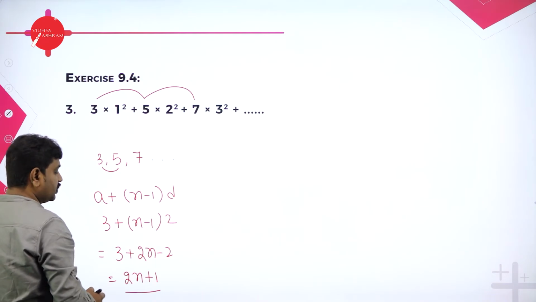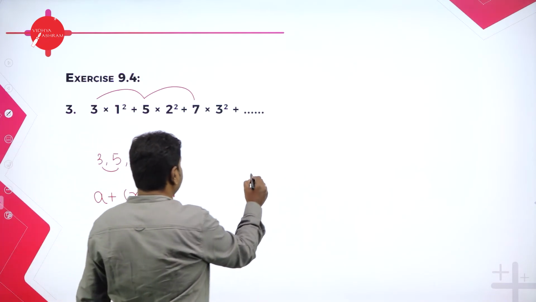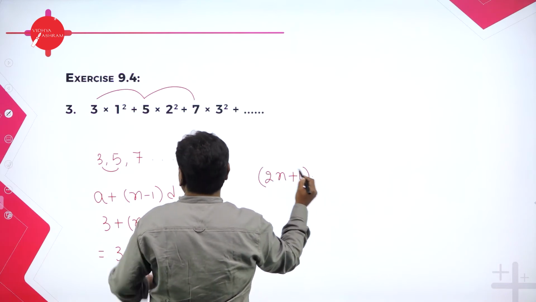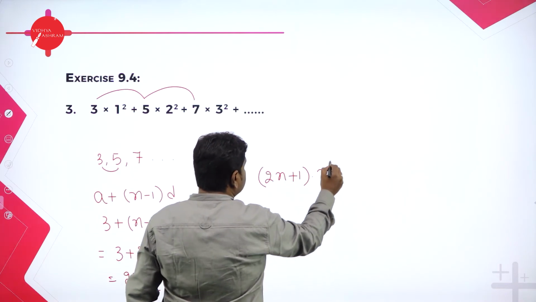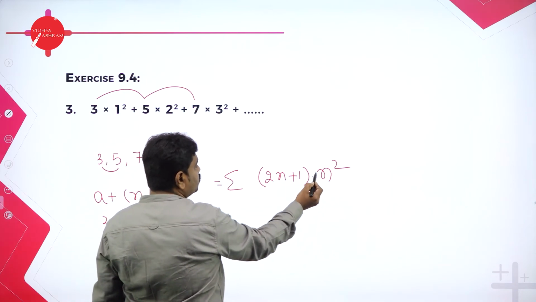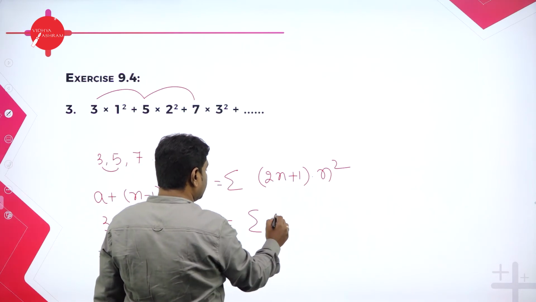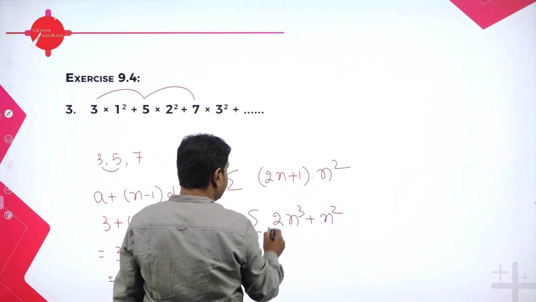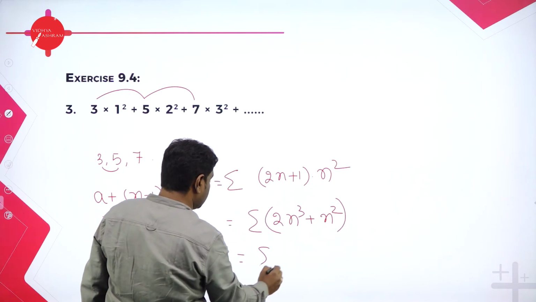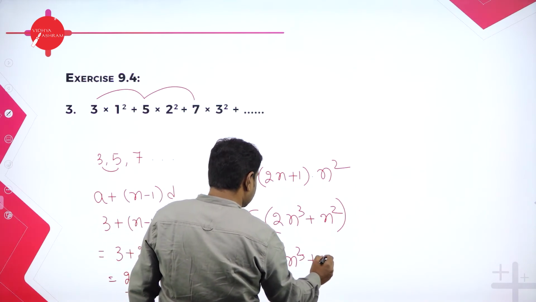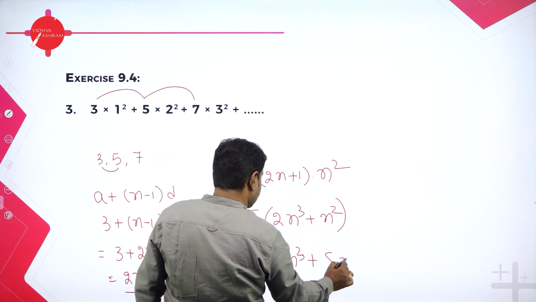2n plus 1. So now I can write this sequence as 2n plus 1 times, here we have 1 square, 2 square, 3 square. That is n square. So the given problem can be written as sigma 2n plus 1 into n square. Further, if you multiply, 2n cube plus n square, sigma. Now you can apply sigma: sigma 2n cube plus sigma n square.